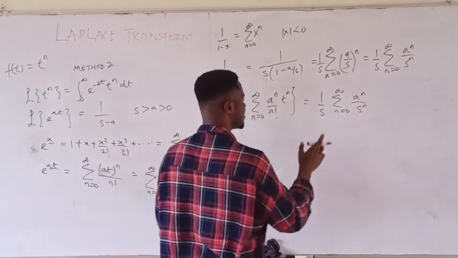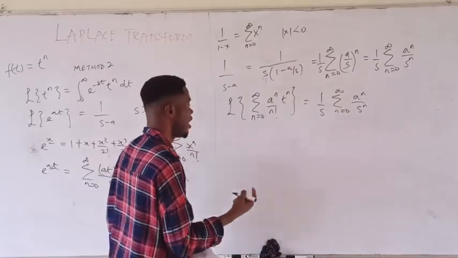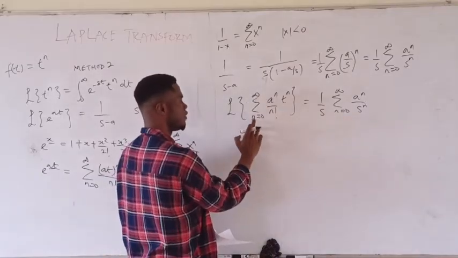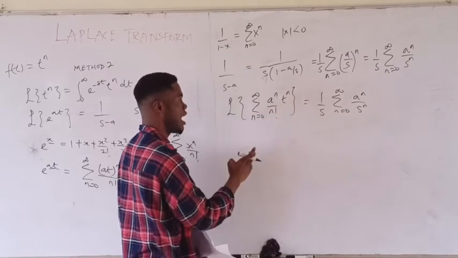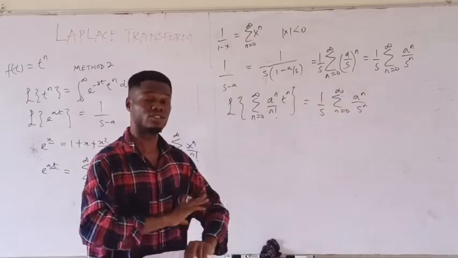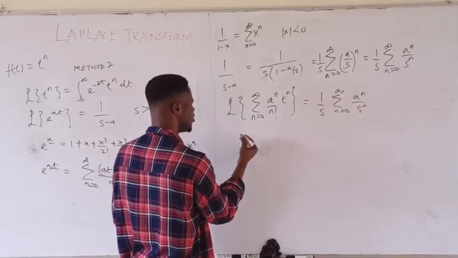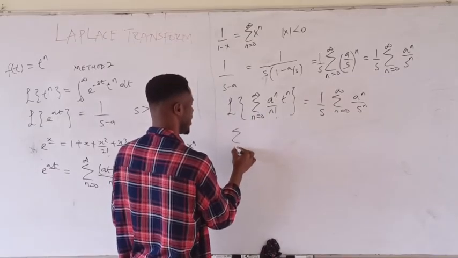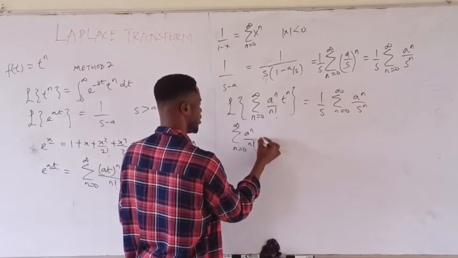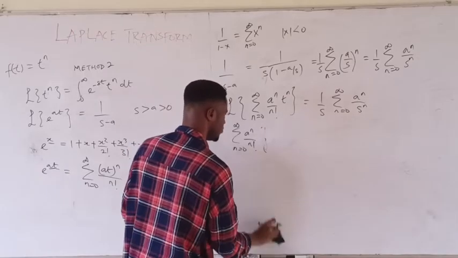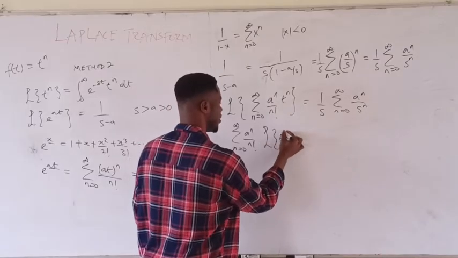So I can decide to bring this s outside. It doesn't affect my function. And I can decide to bring summation of n equals 0 to infinity a raised to the power of n multiplied by n factorial outside of this Laplace. It doesn't still affect my function. So if I should do that, what I'm going to have is the summation from n equals 0 to infinity a raised to the power of n divided by n factorial into the Laplace of t raised to the power of n.